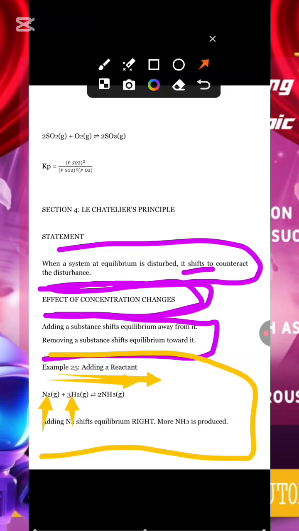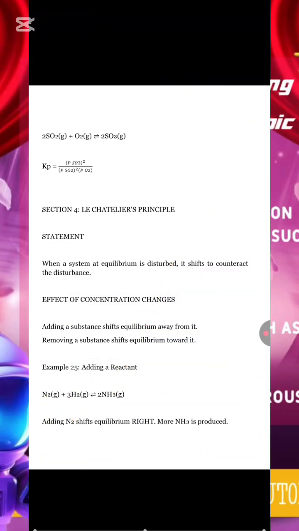But what if you now add more ammonia and you did not add more nitrogen and hydrogen? If you add more ammonia, the equilibrium will shift away from ammonia and shift towards the left. That means towards those reactants, which are nitrogen and hydrogen. So that's how equilibrium shifts with respect to concentration.